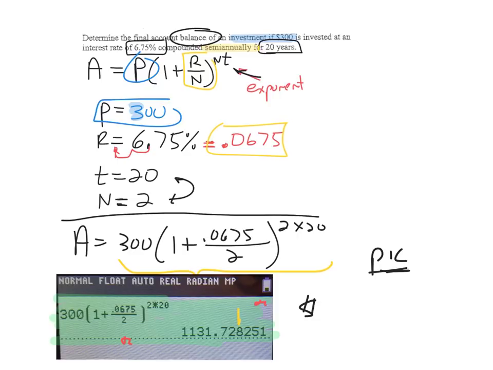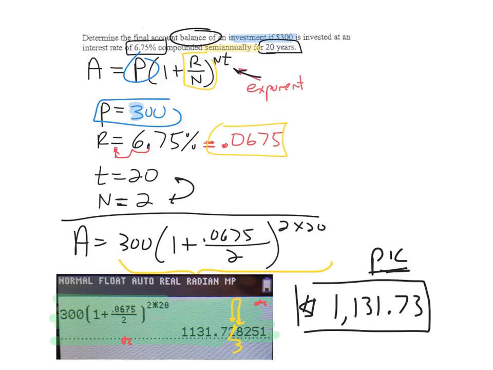So we're going to look at the third decimal place, which is 8. That's bigger than 5, so that's going to kick this 2 up to 3. So here the balance is going to be $1,131.73. The key is to have the formula memorized, know what each of the values represents, and substitute in accordingly to our formula.